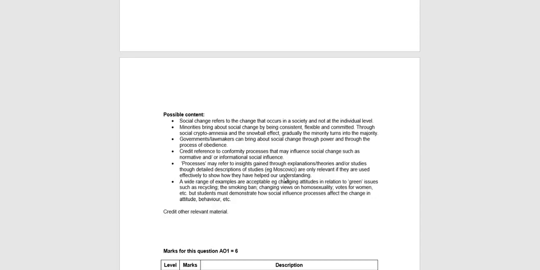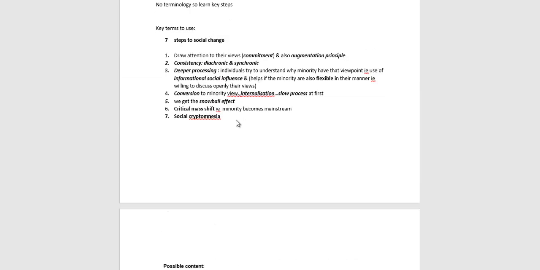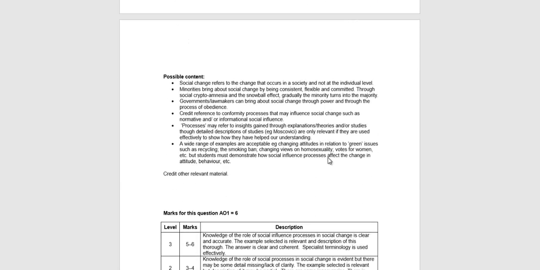You could refer to people like Moscovici with the blue-green slides study. And here they've given you lots of different examples. So recycling, green issues. At the moment it's all about plastic in the oceans, and that is becoming a majority issue with people picking up litter and so on and so forth. Smoking in the past, changing views on homosexuality in the past, votes for women, and so on and so forth. So pick something, and just when you're going through these, make reference. Think about that. How can we apply that to your specific example?